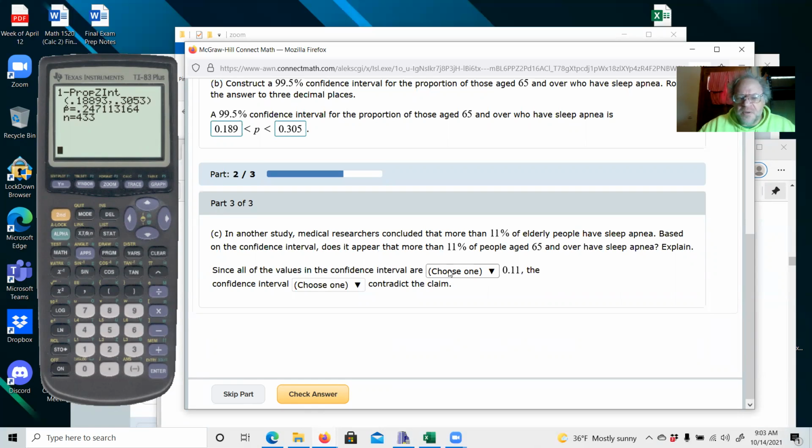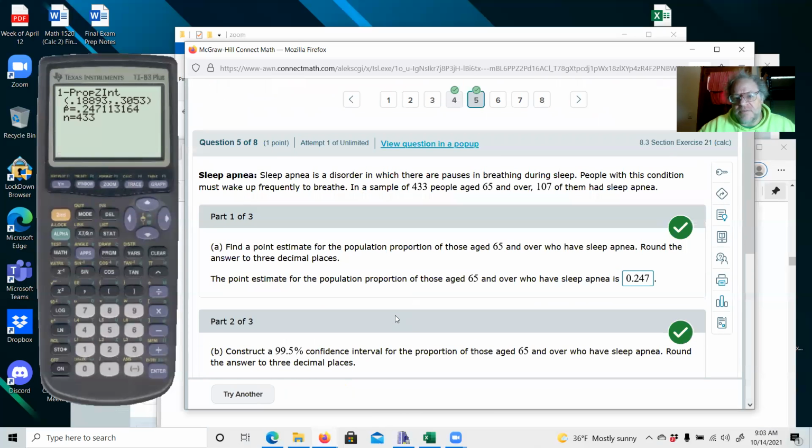So what we're going to say here is since all the values of the confidence interval are larger than the 0.11, everything here is bigger than the 0.11. We could claim that this does not contradict the claim, because we just said more than, and our confidence interval supports between 19 and 30.5, so that is more than 11. They say more than 11, that sounds good to me. All right, and we'll go on after that.